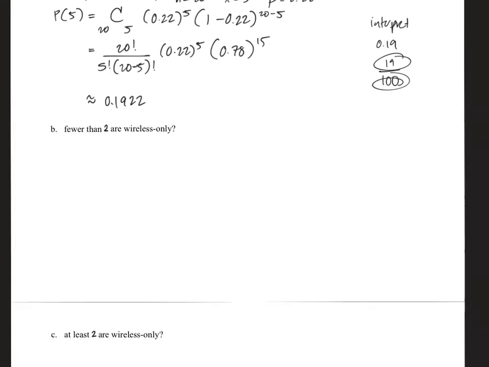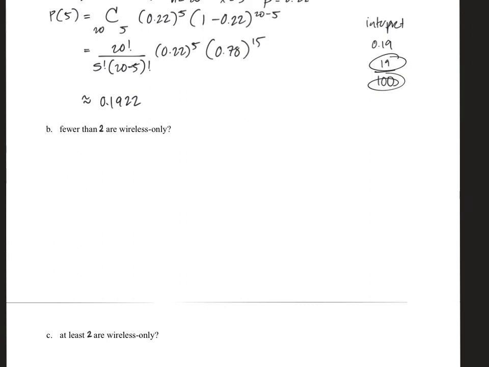So now let's take a look at B. Fewer than 2 are wireless only. So what fewer means, or fewer than, would be less than, right? So that's less than. So we want the probability of, let's see, our values, right? So our probabilities of what we find, so capital X, we want it to be less than 2.